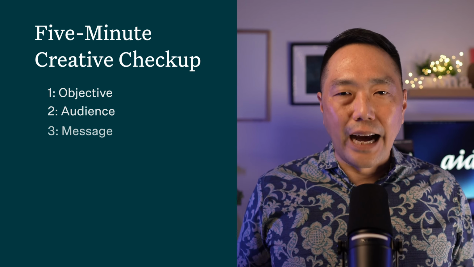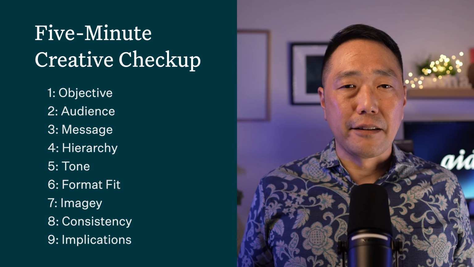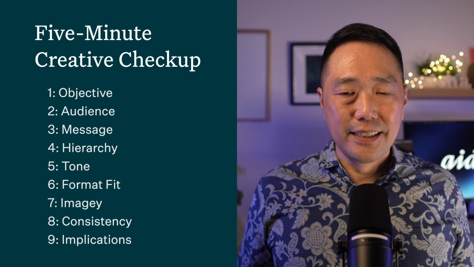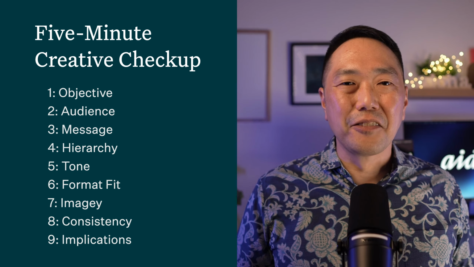Here's the bottom line. By running your ads through this 5-minute framework, you'll catch weaknesses before you spend money distributing them. You'll improve effectiveness by focusing on what actually matters for your business results, not just what looks good in your portfolio. So let's recap these 9 critical criteria one more time. Objective, audience, message, hierarchy, tone, format fit, imagery, consistency, and implications. Print them out, put them on your wall, make them a part of your creative review process. I guarantee you'll start seeing problems and opportunities you missed before.